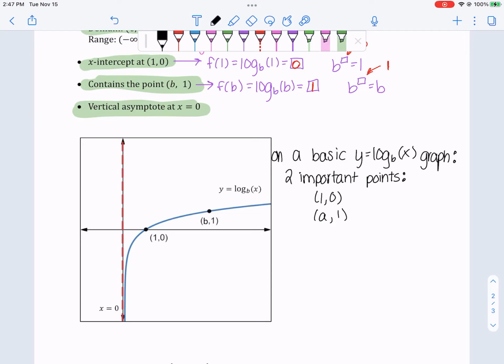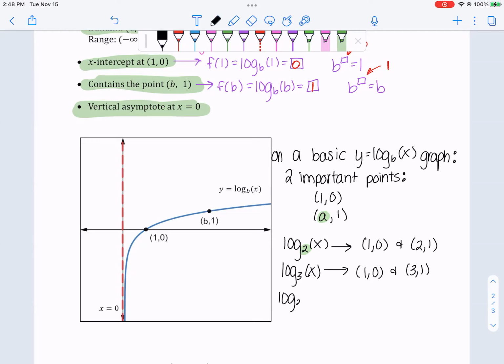I want to quickly do a little bit of a drill here. If I have log base 2 of x, the two important points on this graph are going to be (1, 0) and (2, 1). That's our b value. If I have log base 3 of x, those important points are (1, 0) and (3, 1). If I have log base 2/5 of x, we have (1, 0) and (2/5, 1). Okay. So it's important to know these important points for the base graph because we're going to use that when we go to transform them.